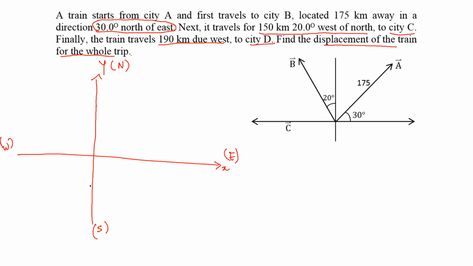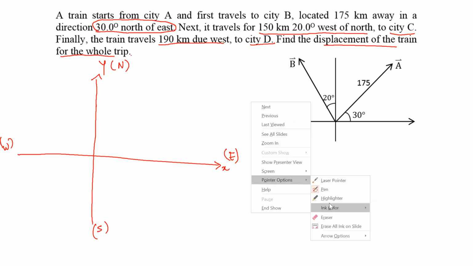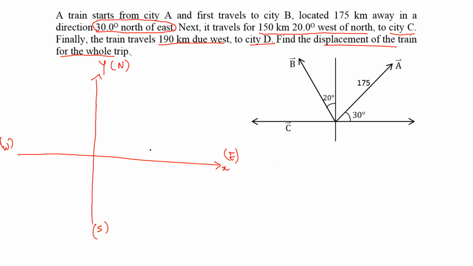Now let's assume that I start from point A. Let me change the color of my pen. So what do we have? Let's assume that I start from point A. This is A, and A is at the origin.